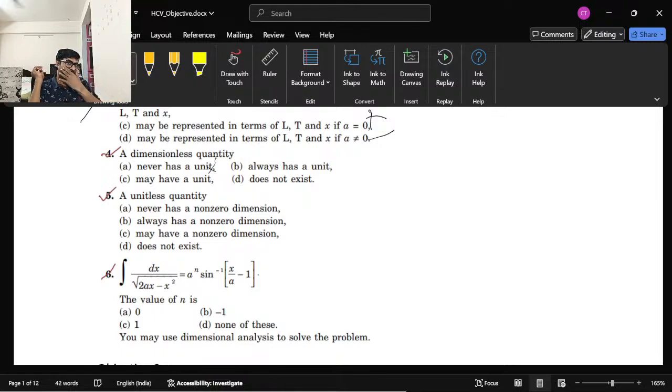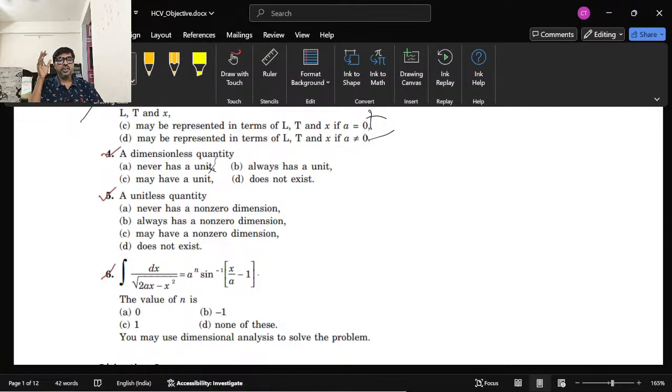Let's take another example, refractive index. Refractive index is the speed of light in vacuum upon speed of light in medium. It is a speed ratio, so it will be dimensionless, correct. What are the units of it? No units. Refractive index has no units.